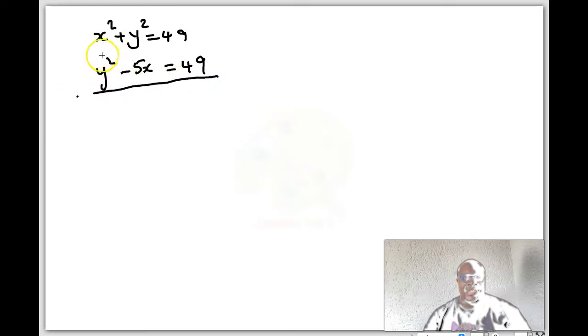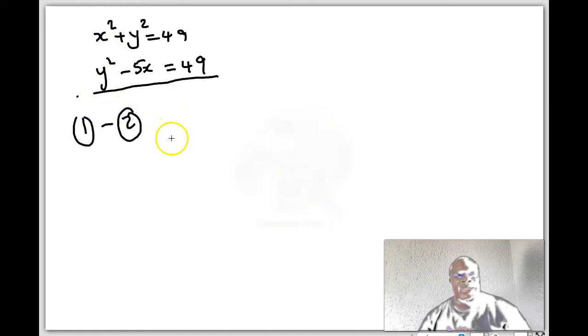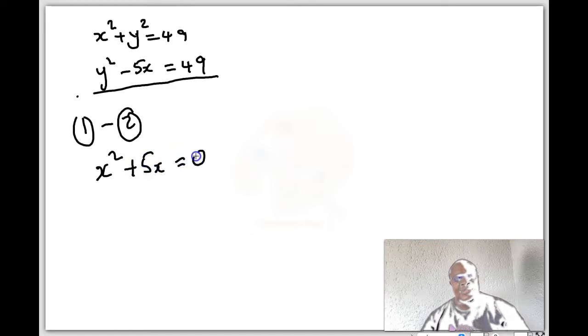And if we subtract the first equation minus the second equation, you'll see that we have a situation where y squared subtracts y squared, which is equal to zero. So we eliminate y squared, right? So it becomes x squared minus 5x equal to zero, right? So technically it's x squared plus 5x equal to zero.